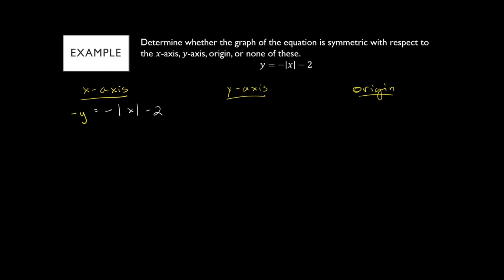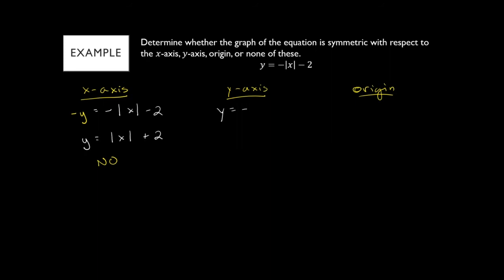Now to see if we have the same equation out, you divide both sides by that negative and solve for y. That gives us a positive in front of the absolute value and then a plus 2. And you can see that these are not the same thing. So there's no x-axis symmetry here. Now, if we test the y-axis, you plug in a negative for x.